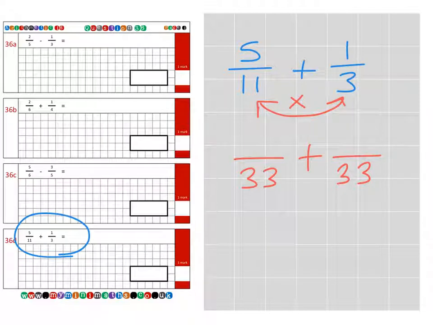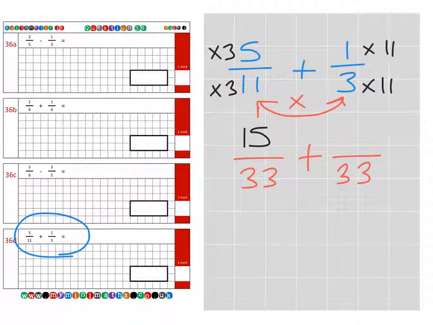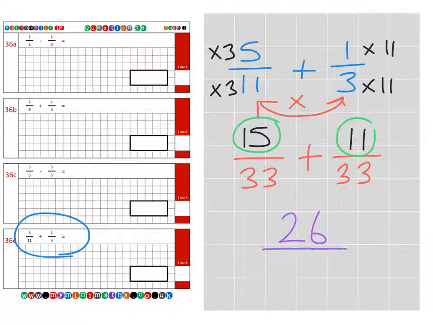So, how did I get from 11 to 33? Well, I multiplied it by 3, so I do the same with the top, so that's 15. Then I multiply the 3 by 11 and do the same with the numerator. So 1 lot of 11, or 11 lots of 1, is 11. And when I add my 15/33 and my 11/33, I finish up with 26/33 as my final answer.